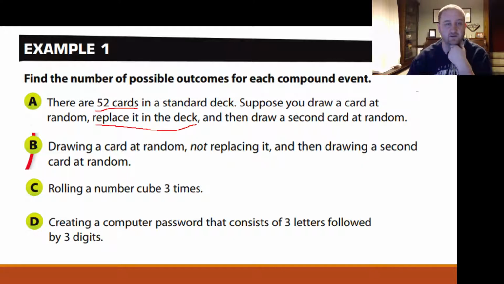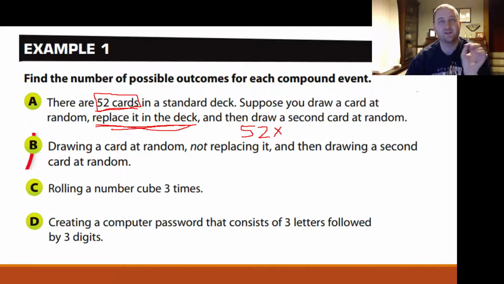That's 2 events. So how many possible outcomes are there from drawing a card out of a deck once? How many outcomes are there? There's 52 cards, right? So there's 52 possible outcomes. Okay. Now our second event, how many possible outcomes are there in the second draw? Well, since we replaced the first card back into the deck, there's still 52 cards in the deck. So our second event also has 52 possible outcomes. So to get the total number of outcomes, we want to take 52 times 52.